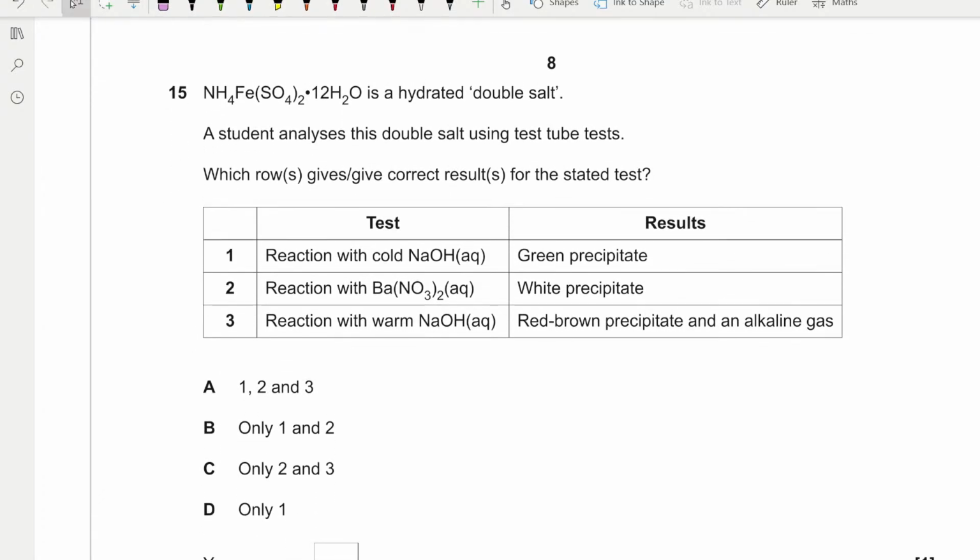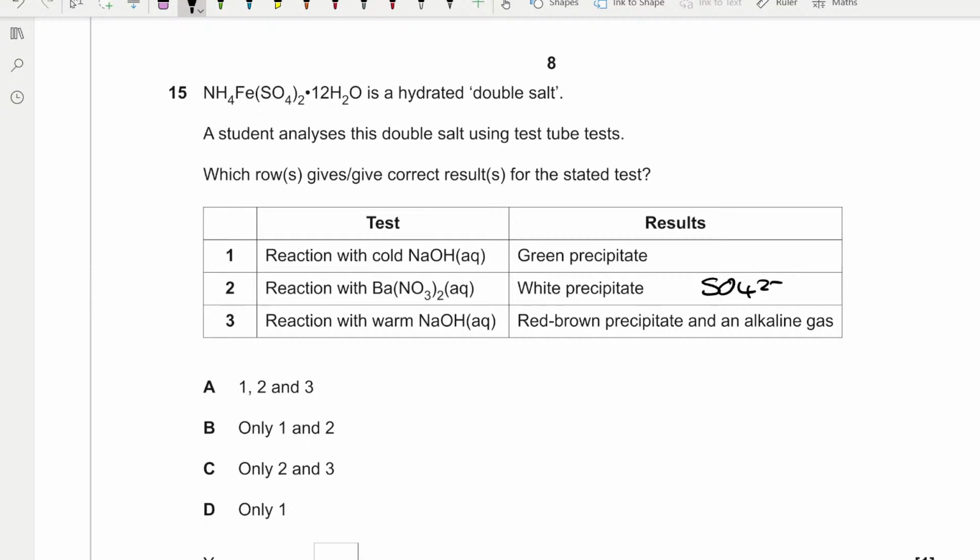Question 15. NH4Fe(SO4)2 with 12H2O is a hydrated double salt. The student analyzes this double salt using test tube tests. Which rows give correct results for the stated test? Reaction with cold NaOH, green precipitate. Reaction with Ba(NO3)2, white precipitate, so that indicates SO4 2- ions.